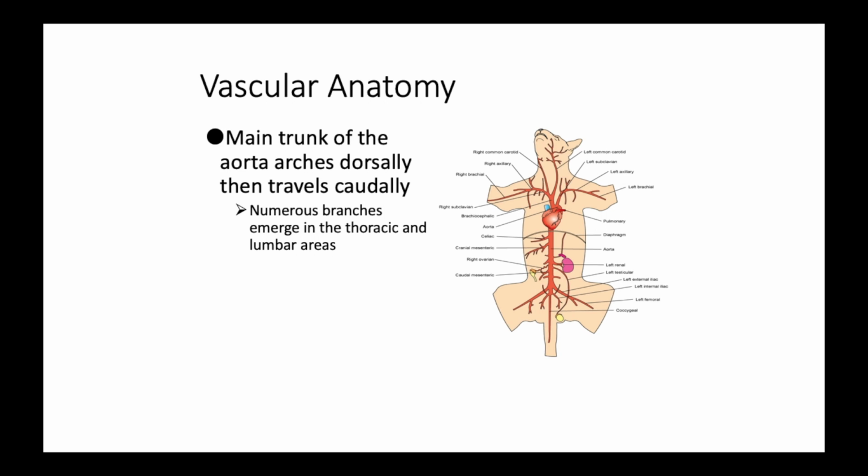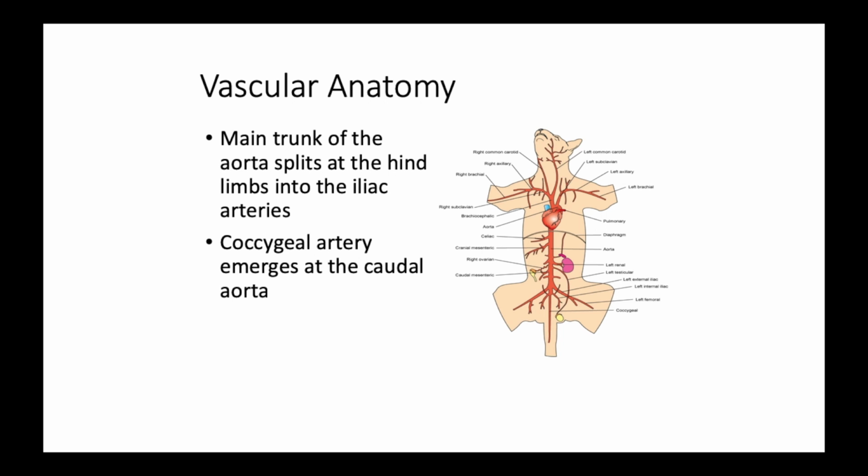Alright, so then vascular anatomy overall, the main trunk of the aorta will arch dorsally and then it travels caudally. So it comes up from the heart, works its way cranially and dorsally, and then it sort of flips its way back behind the heart and works its way all the way caudal throughout the body. It has numerous branches that emerge in the thoracic and lumbar areas of the body. The main trunk of the aorta splits at the hind limbs to create the iliac arteries.